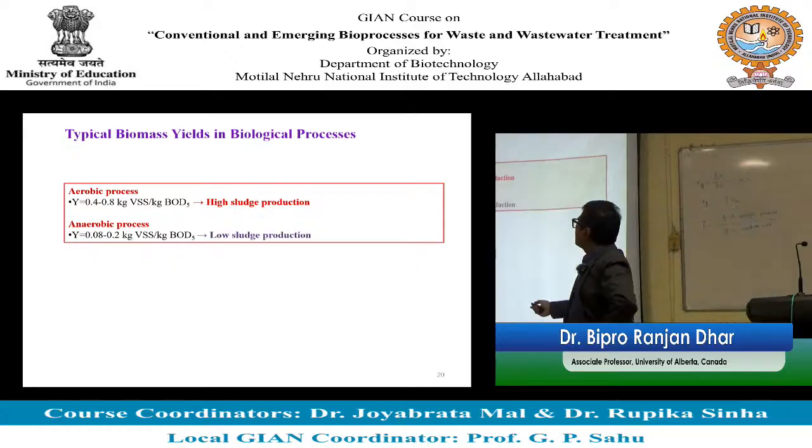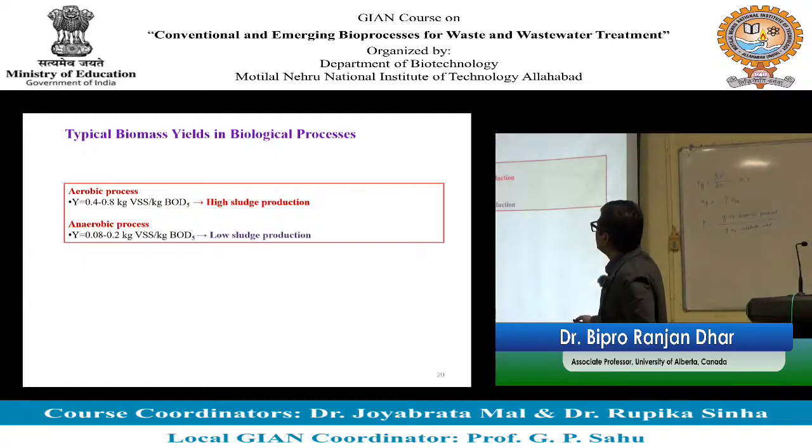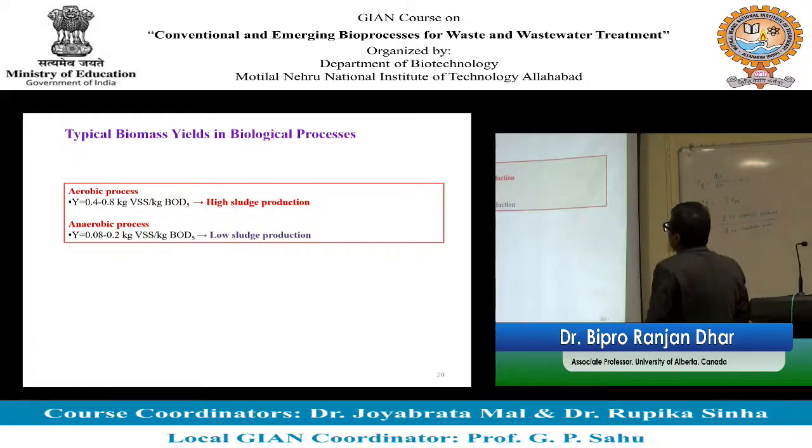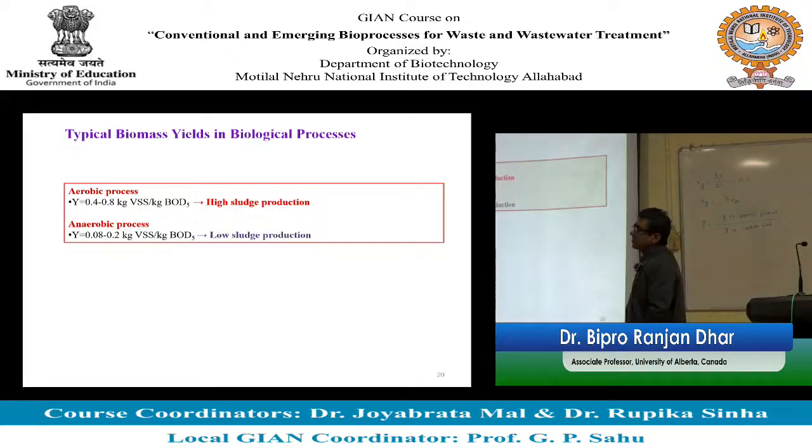For the anaerobic process, you can see yield is 0.08 to 0.2 kilogram VSS per kilogram BOD, so it's low sludge production. The aerobic process always gives you high sludge production, while the anaerobic process gives you less sludge production.